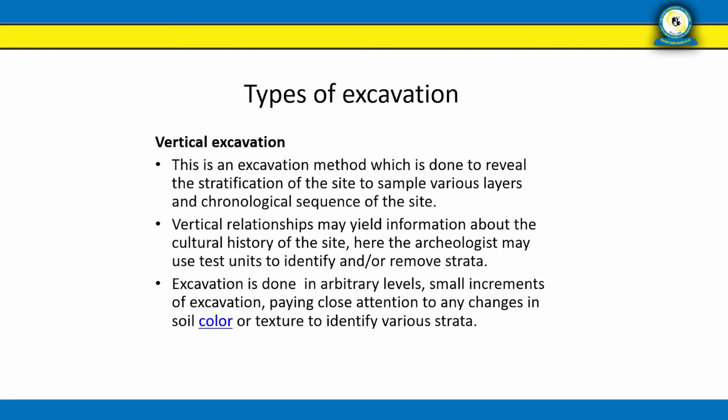So when doing excavation, there are various ways of doing these excavations. We call them the types of excavation. Basically, we have two types of excavations. We have the vertical excavation, or sometimes called trench excavation, and we have the horizontal excavation, or sometimes known as area excavation or open excavation. So let us see what vertical excavation is.